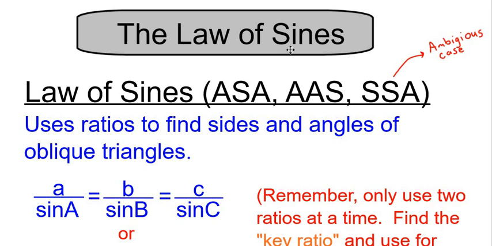The law of sines is used in conjunction with the law of cosines to solve oblique triangles, that is, triangles that are not right. And it uses ratios as opposed to an equation like the law of cosines, which looks very similar to the Pythagorean theorem. The law of sines is used for angle, side, angle, angle, angle, side, and side, side, angle.